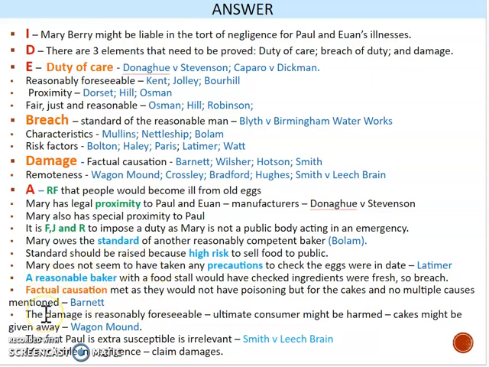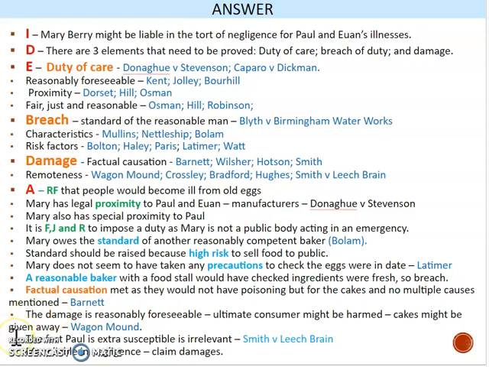We can say that the damage is reasonably foreseeable because it's quite clear that it's foreseeable that the ultimate consumer of a product might be harmed. Now, you could talk about the fact that Paul gives some of his cakes away to Ewan, so Mary's going to be arguing potentially that it wasn't reasonably foreseeable that Ewan would be harmed. However, I would say it's reasonably foreseeable that if someone buys a cake, they might give it away, they might pass it on to a family member, give it to a friend. So I still think that's reasonably foreseeable.